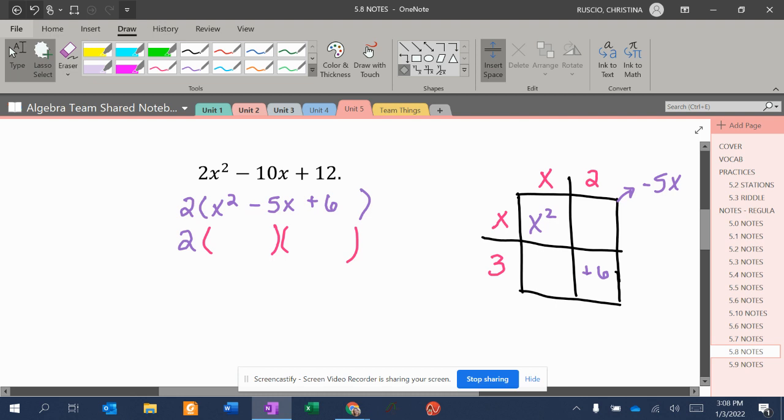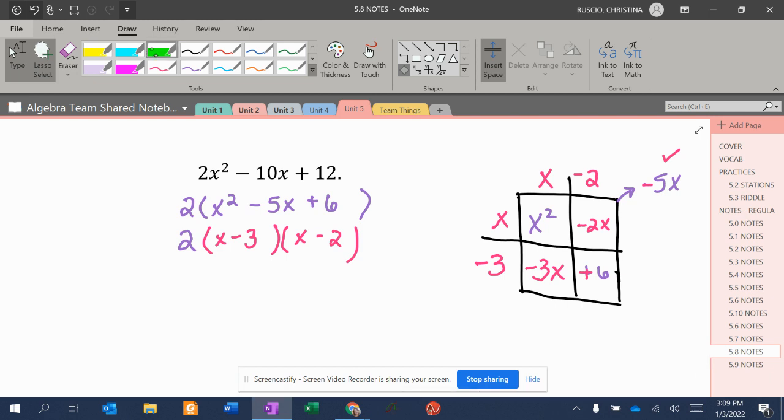Somehow they have to multiply to a positive but add to a negative. So if you're telling me that you think both of those numbers should be negative, you're correct. Let's see if this is right. Negative 3x plus negative 2x is negative 5x. Wow. So 2 all times x minus 3 all times x minus 2.